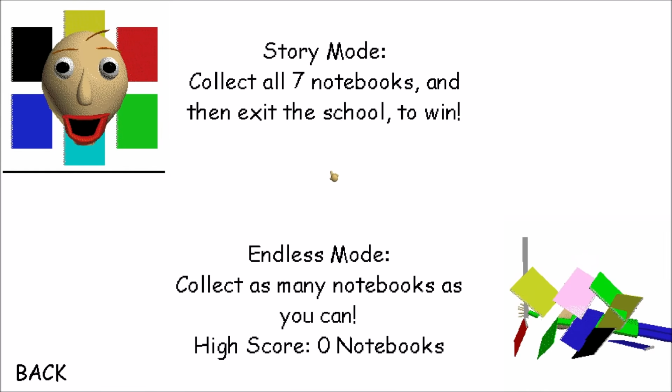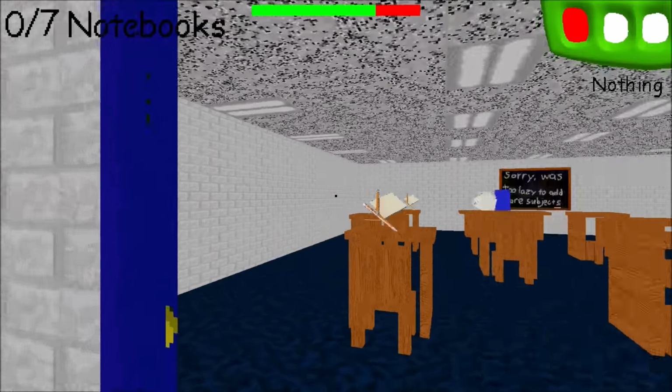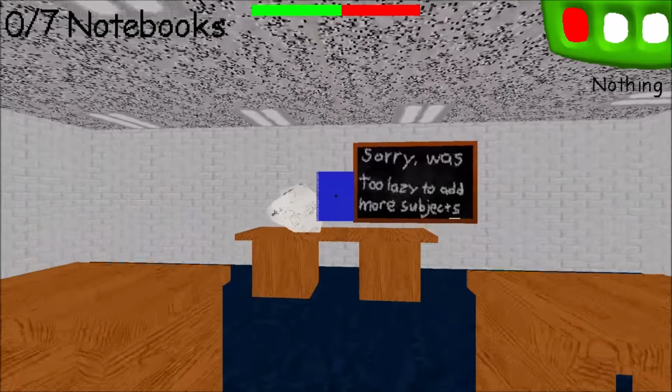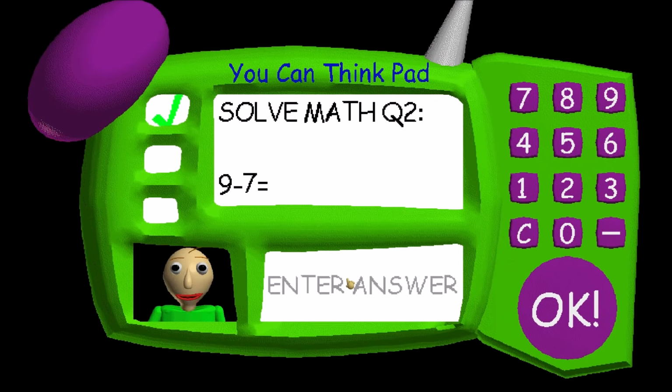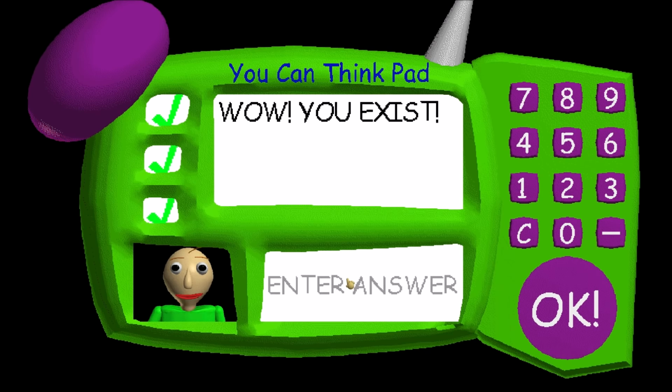Why didn't the yellow door lock work? And the principal probably caught me. Oh yes, he definitely caught me for running in the halls. But I only ran a proportionate amount. Should that be fair? I don't even know. Is the principal really a principal, though? Alright, well, wow, you exist.